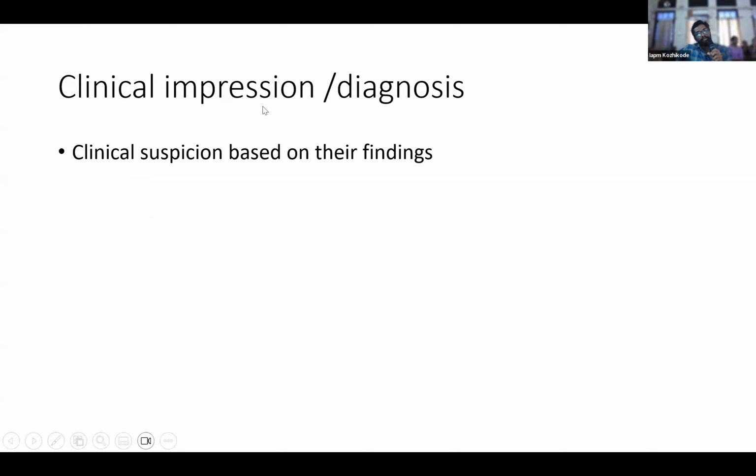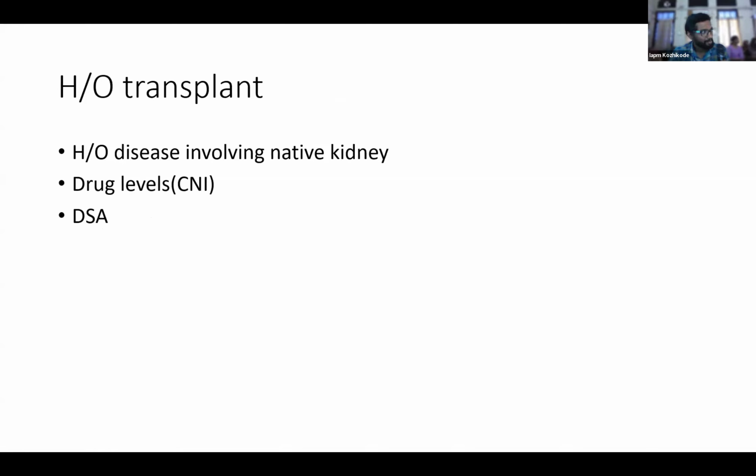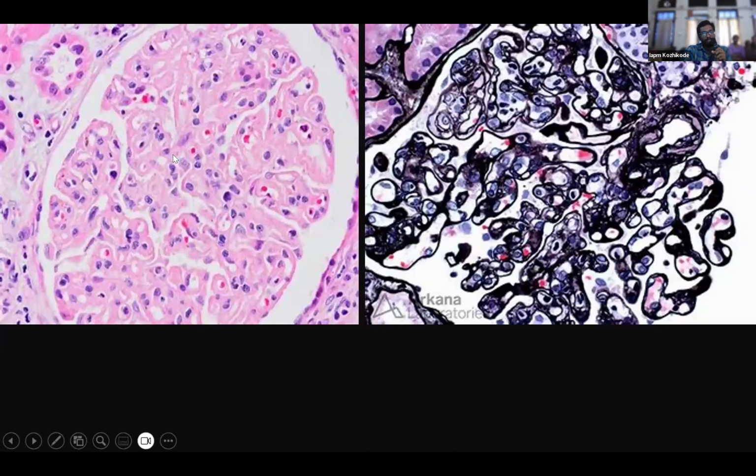So finally, what is the clinician thinking of the renal condition? That is also very important. And we should be asking whether the biopsy is a transplant or a native biopsy. If it is a transplant, we should certainly know the CNI levels and any donor specific antibody levels. Why is it important?